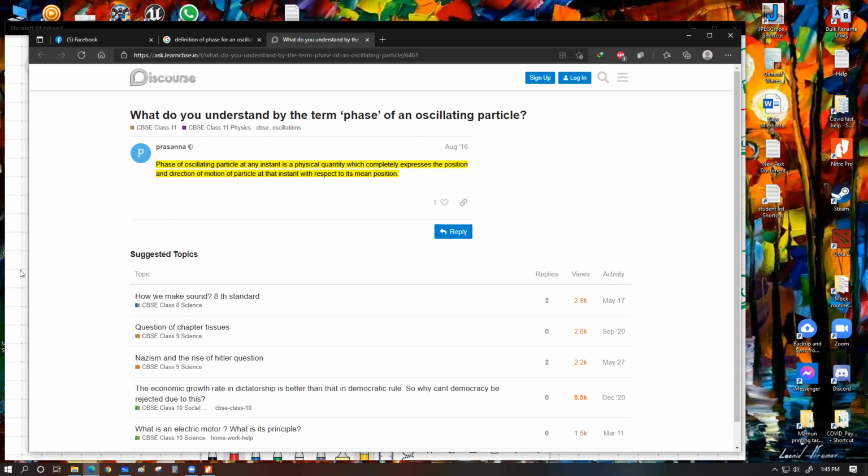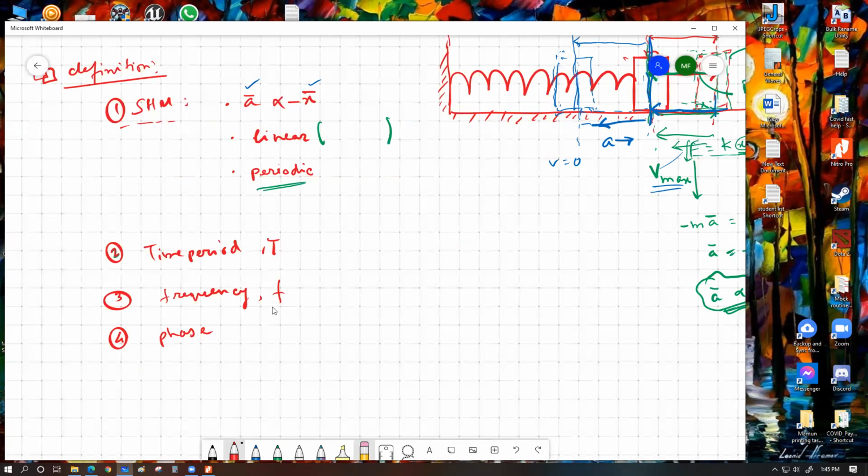So phase can be used in a lot of cases. Phase is a quantity that tells us where the particle is located within its motion. We're going to see how this phase property, which will be expressed by some angles, works in more detail in the next part of the discussion.